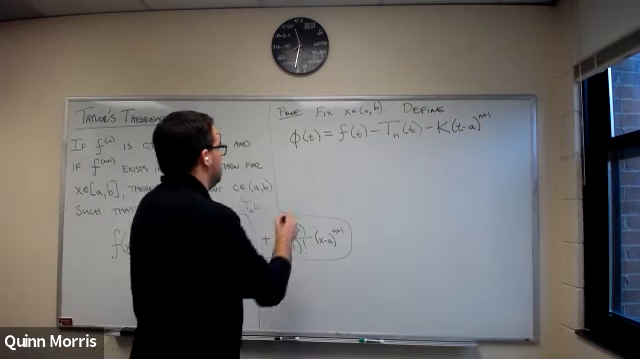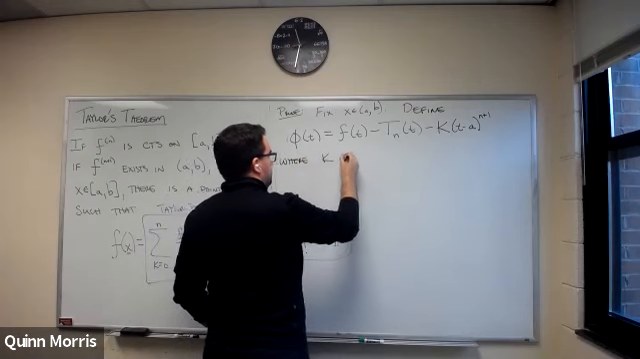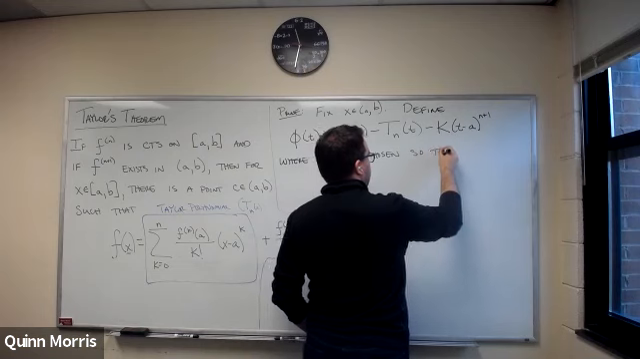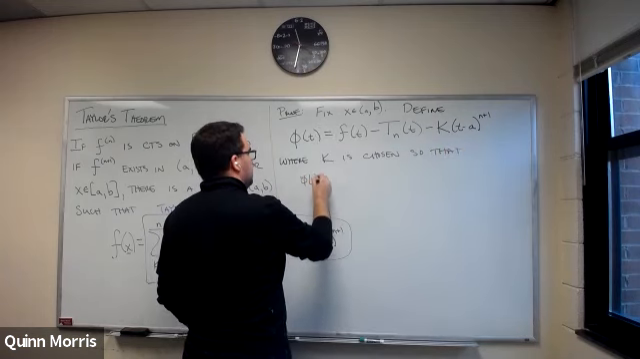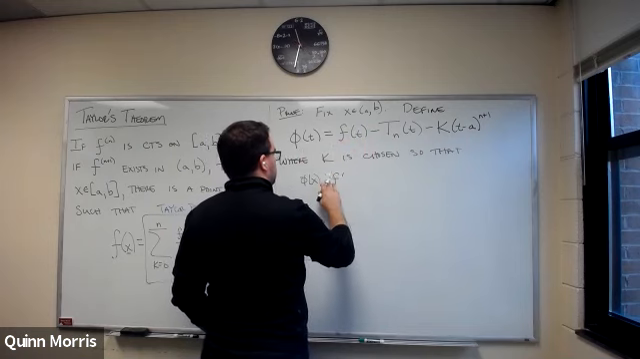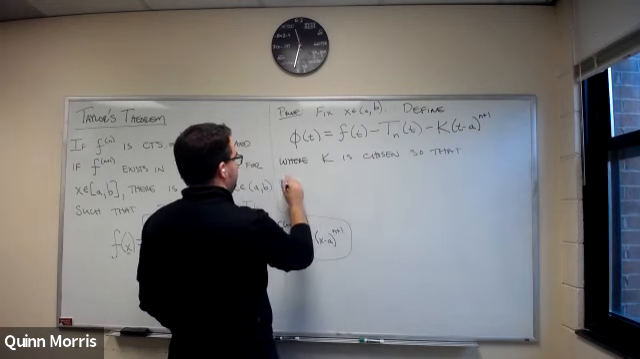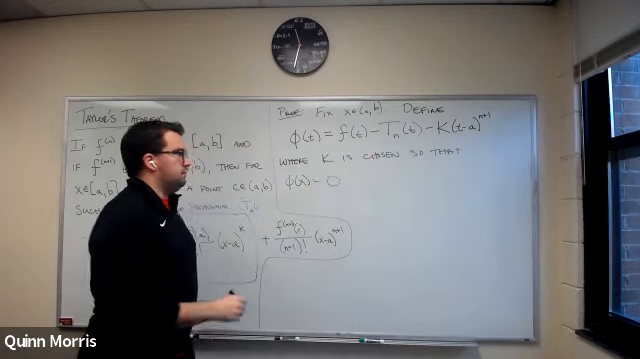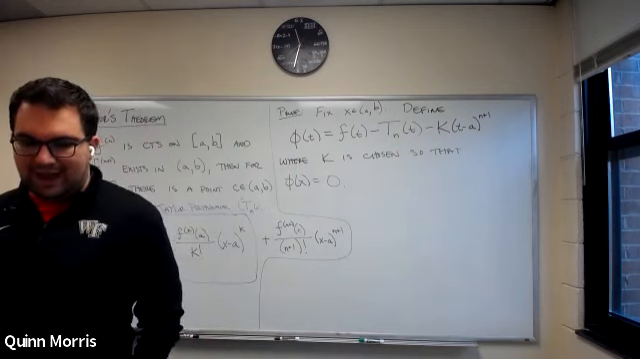Okay, so where k is chosen so that if I plug in x here, so that phi of x is equal to 0. Okay, so I want to choose a value of k so that when I plug in x, I get 0.